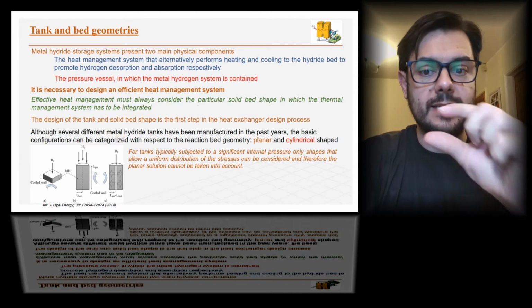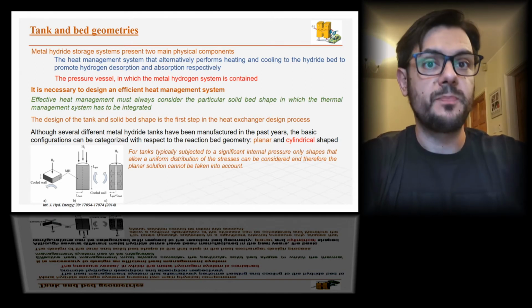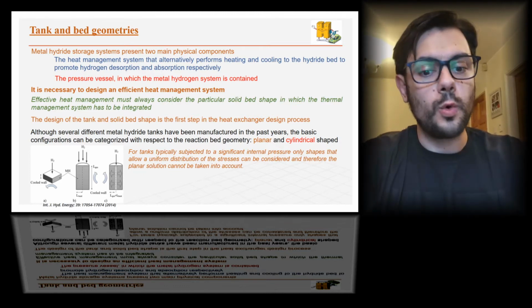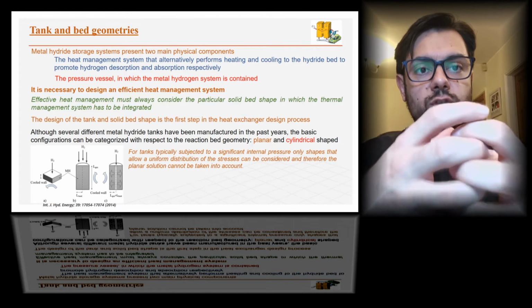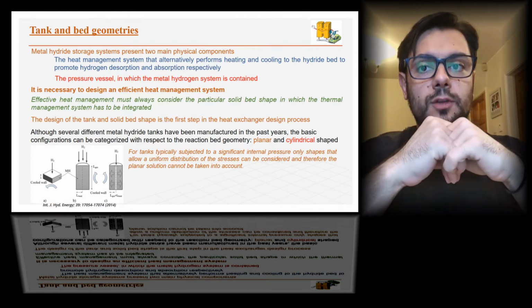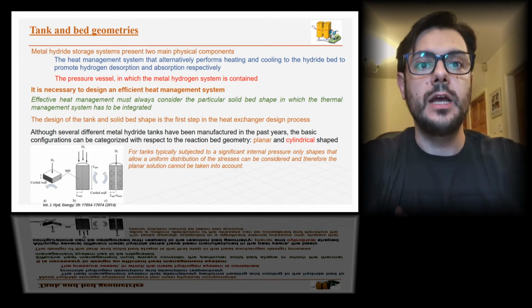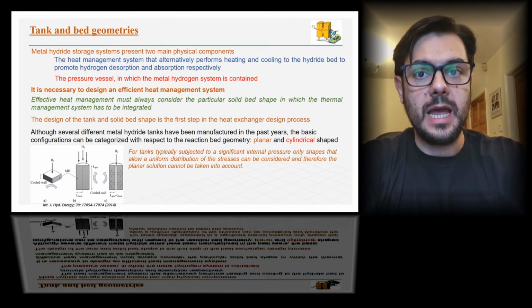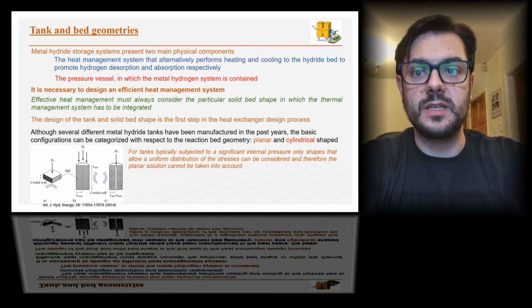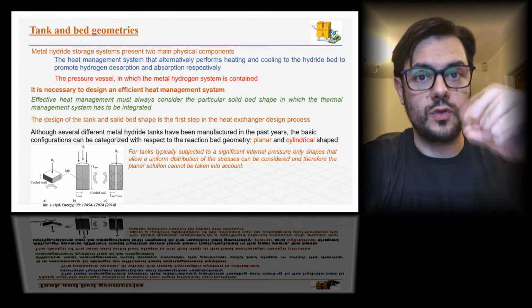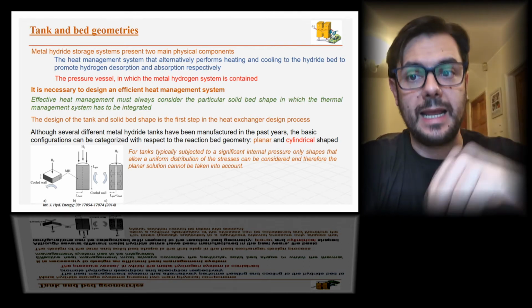And to achieve this thermal management, we certainly need to have a solid pressure vessel. The pressure vessel is where we keep the material and the hydrogen, and we have the whole hydrogen system. It's very necessary to design an efficient pressure system. In general, the design of the tank and the solid bed is key for preparing the system for effective heat management. We'll see a few more things a bit later on.